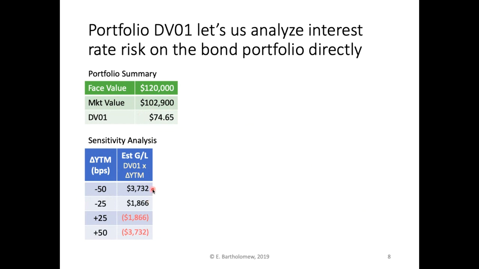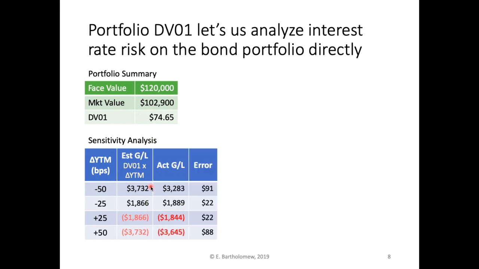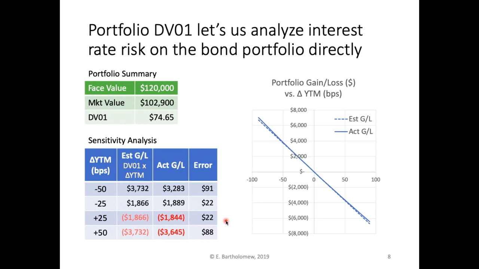And as you can see, the magnitude of the change is similar for a rise or fall because these are linear estimates. Now, just to see how good it is, we can go back and we can again calculate what the actual gain or loss would be based on recalculating specific prices on each of the bonds in the portfolio and calculating based on that what the actual gain and loss would be. And we see that for the portfolio as a whole, it's pretty close. And not surprisingly, the bigger the yield to maturity change, the bigger the error.